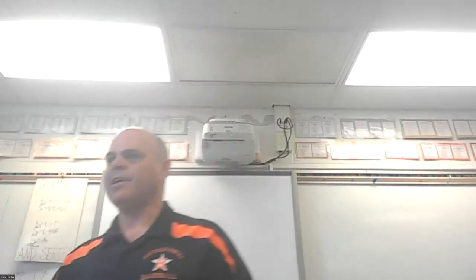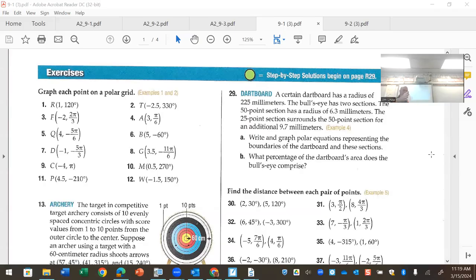Okay, Polars continues. Any questions for Plot and Dots? Probably not. 9-1? Anything? 9-1. Last call. Which one? 14. Distance one. Which number was that? 35. 35. Okay, super.